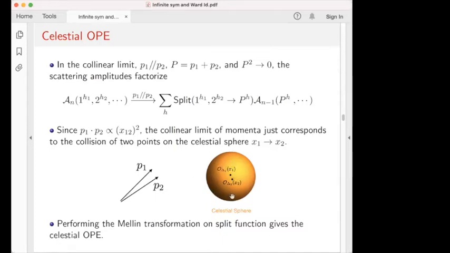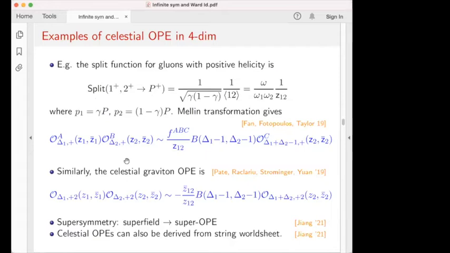So in terms of this picture, we have this collinear momentum, and on the celestial sphere, this means these two particles are very close to each other. And this is just the limit for the operator product expansion. More precisely, we can perform the Mellin transformation on this split function, and then we will obtain the celestial OPE. So we can look at one explicit example. We have gluon scattering with the following split function. We have two positive helicity gluons, and they will become another positive helicity gluon. So this is the formula for the split function.